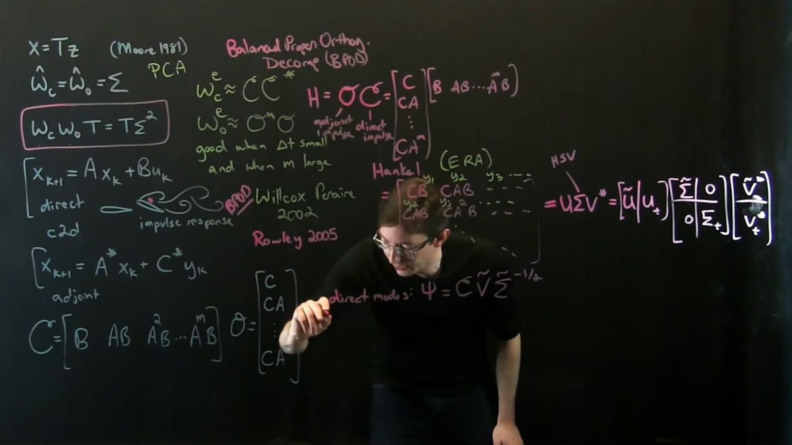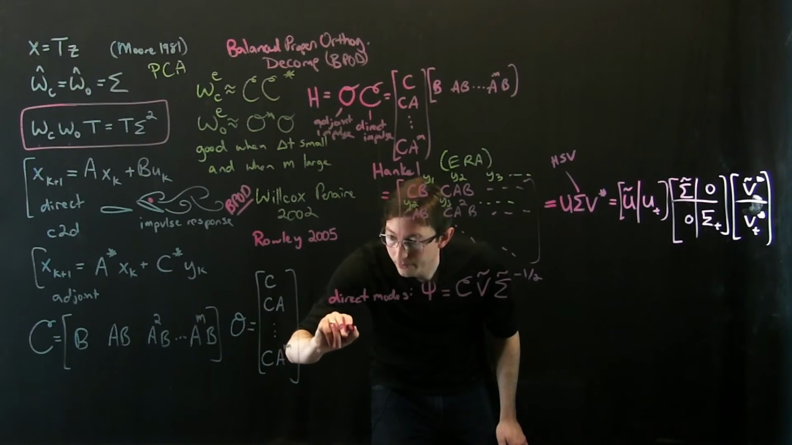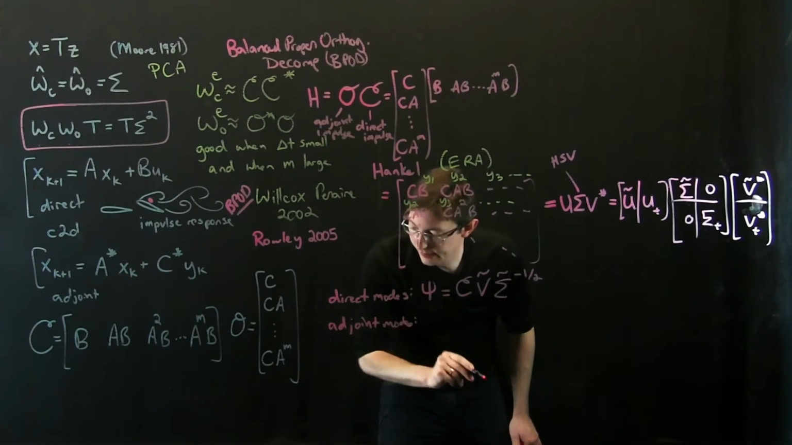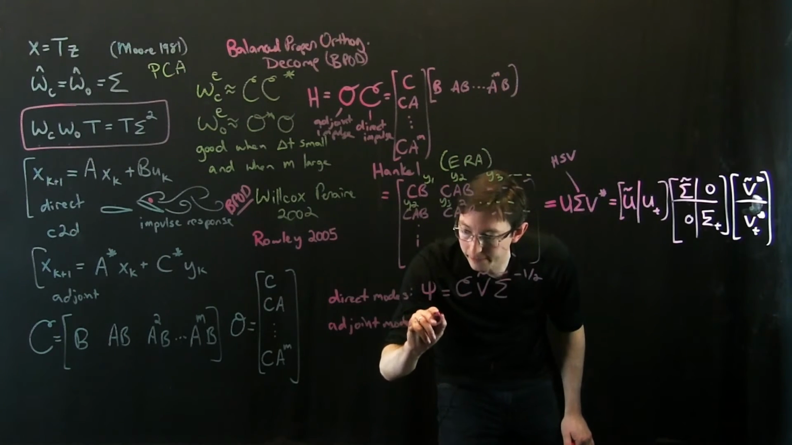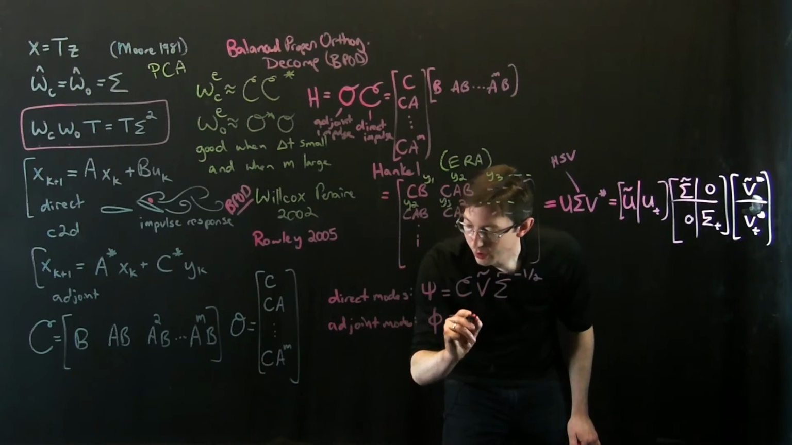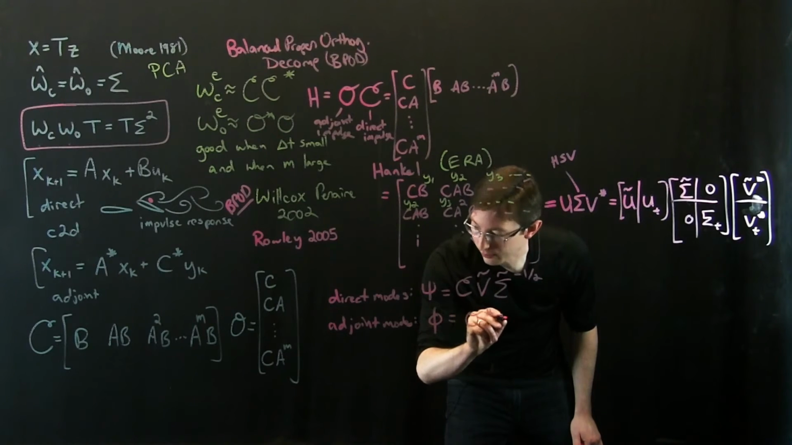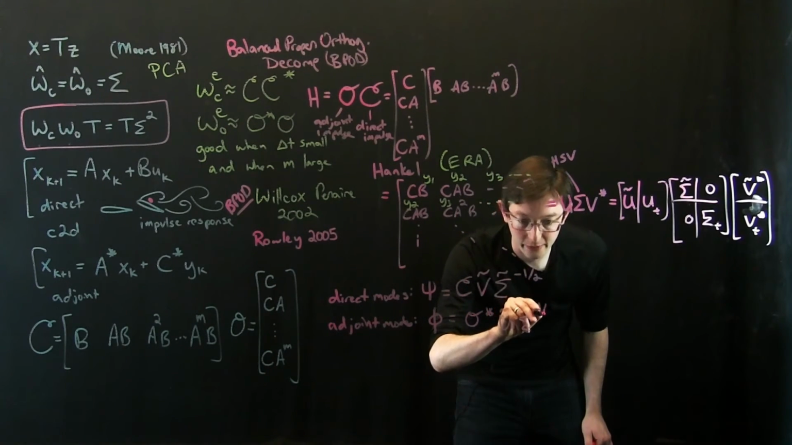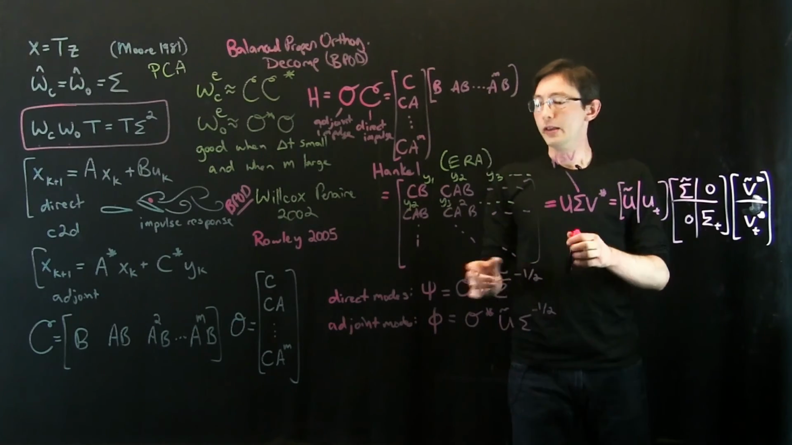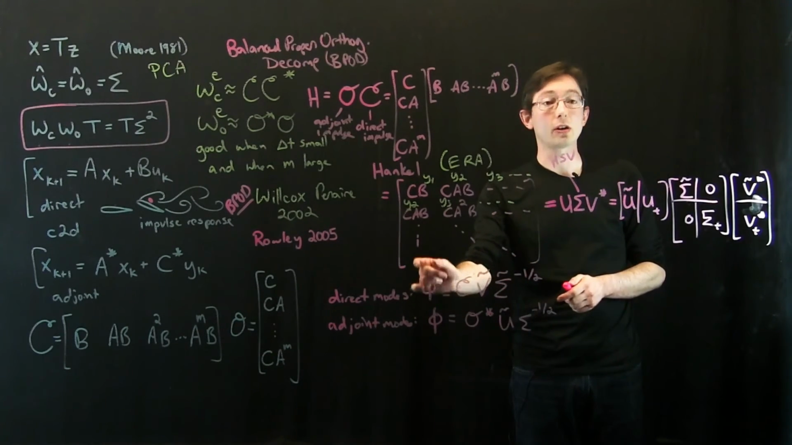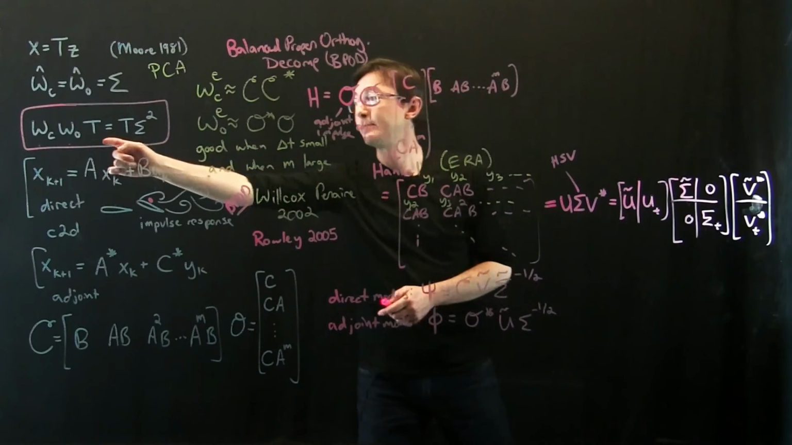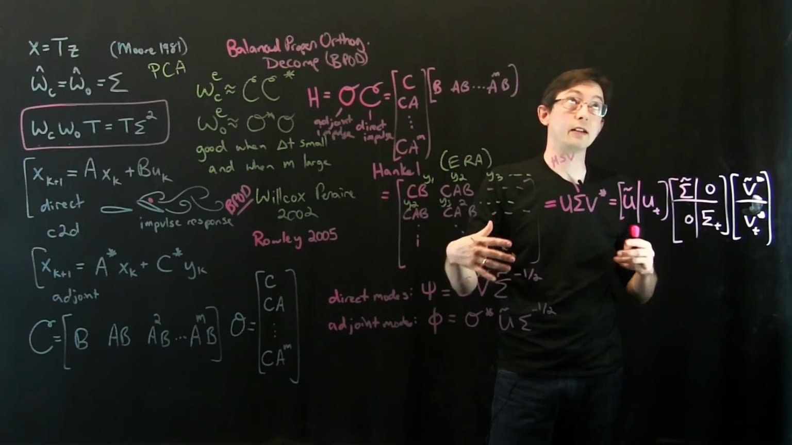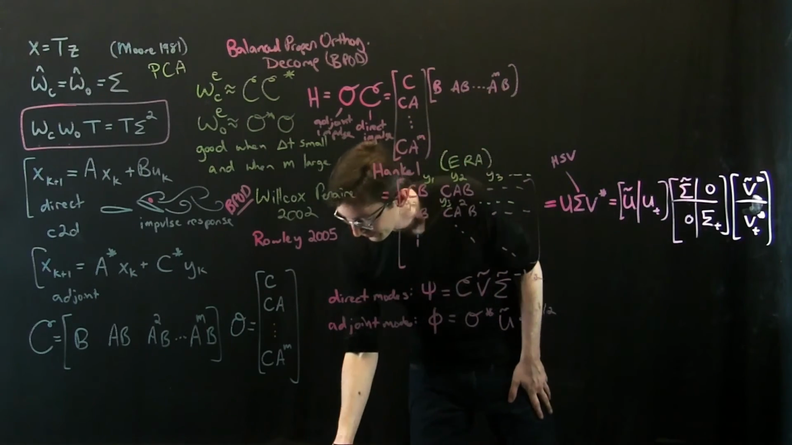Okay, and then you can get our adjoint modes. We're going to call these phi. And phi are going to equal curly O star U tilde sigma to the -1/2. So these are literally the first R columns of this balancing transformation, and these are the first R columns of the inverse transposed.